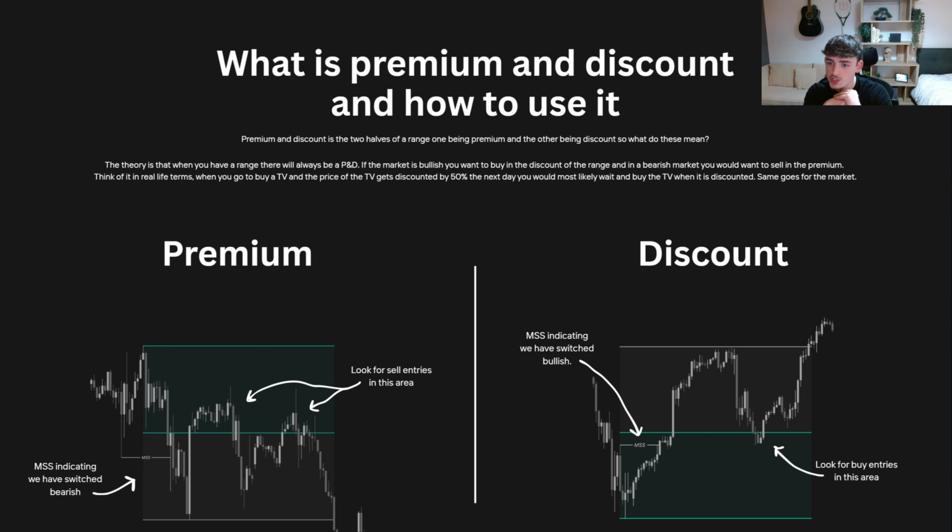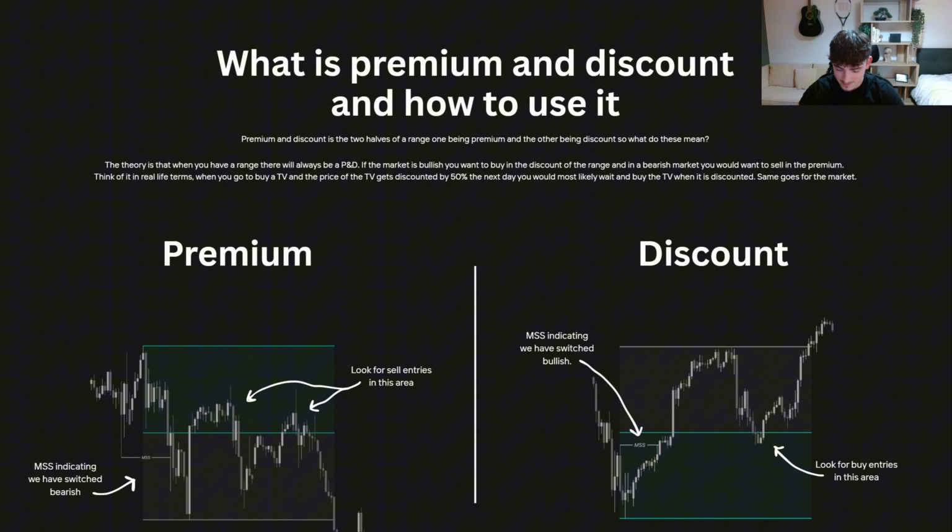If the market is bullish, you want to buy in the discount of the range, and in a bearish market, you want to sell in the premium. Think of it in real life terms. When you go to buy a TV and the price of the TV gets discounted by 50% the next day, you would most likely wait and buy the TV when it is discounted. Same goes for the market.